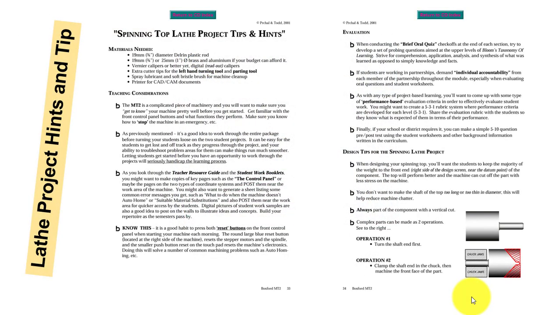Spinning lathe project tips and hints. Again, hints are given. Material needed, you can read by yourself. You need a vernier caliper, you need the workpiece, you need the cutting tool, and you have to ensure that it is properly lubricated, and so on. You can use the manual while doing your project in the lathe mode using the Boxford machine. We have teaching concentration, evaluation, and design tips for the spinning lathe project.